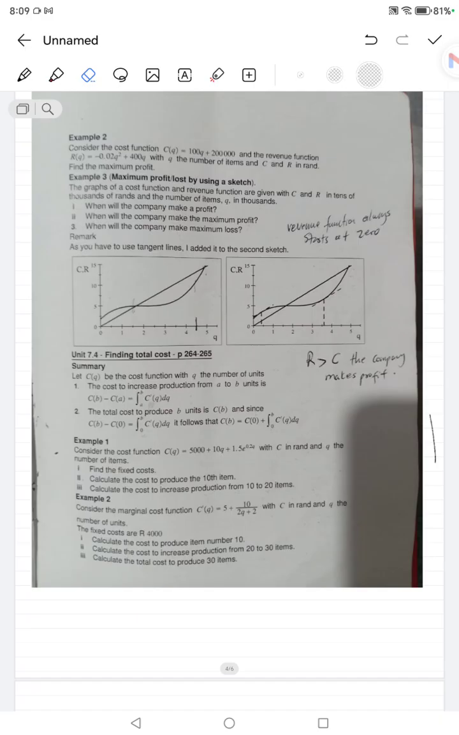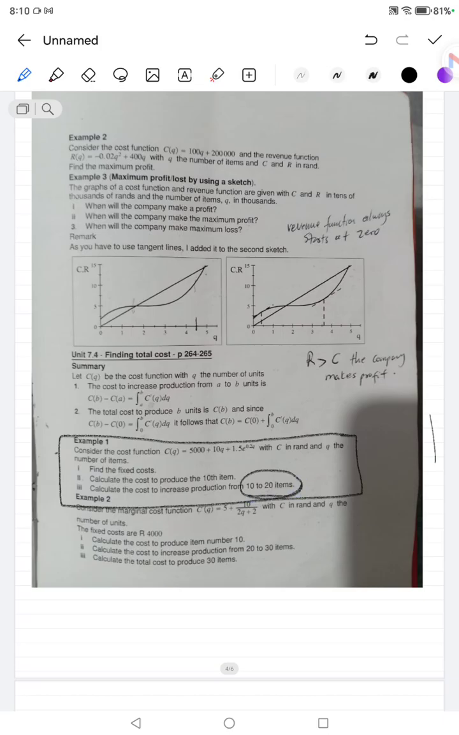Also, even this one, 7.4, we're almost done. This one will also be your homework, because we've done something similar where I said you have to find your fixed cost. Remember I said your fixed costs are the costs that you incur even if nothing is produced. Then the cost to produce the 10th item, then the cost to increase production from 10 to 20. I think I'll just do the last one. Then 1 and 2 you guys will do.